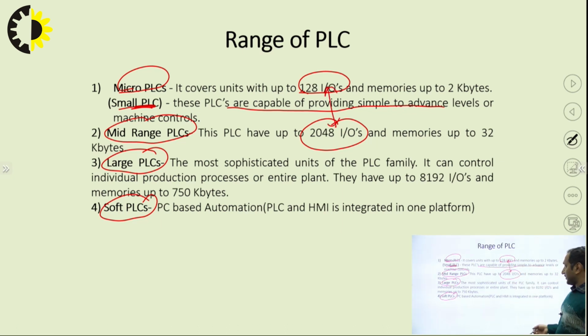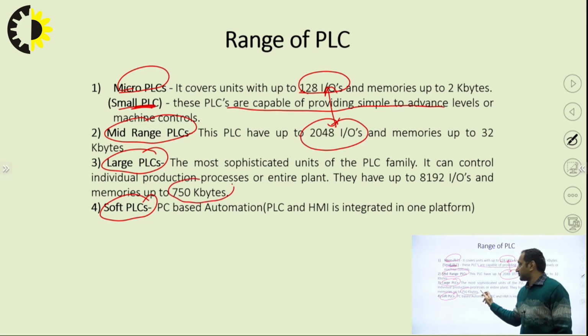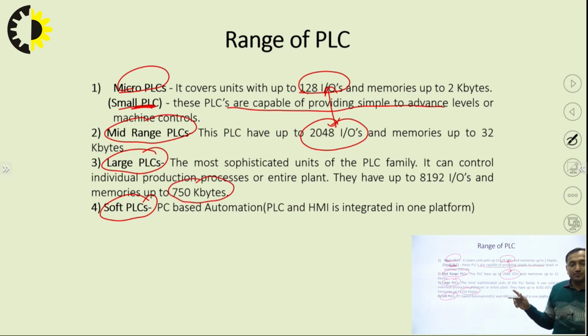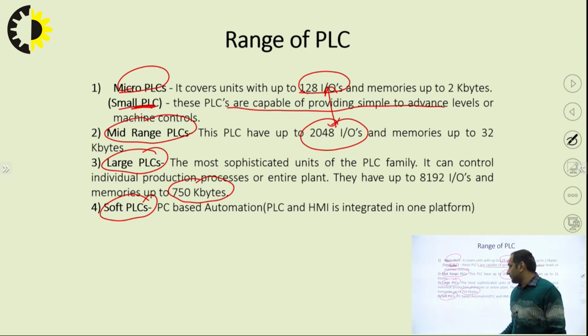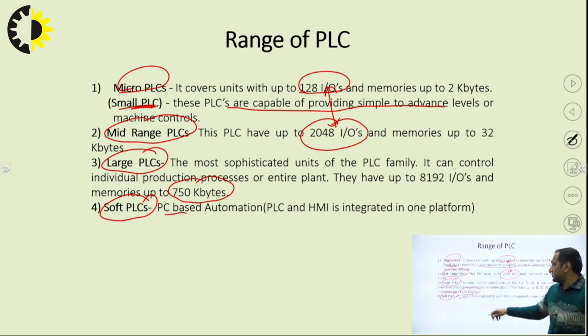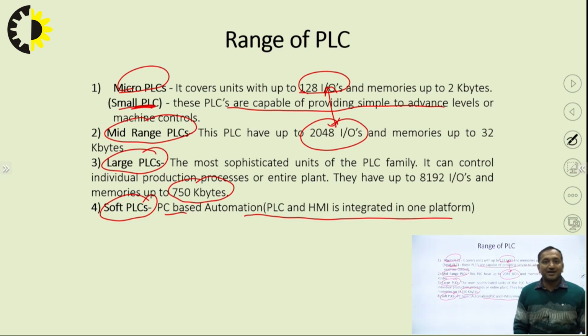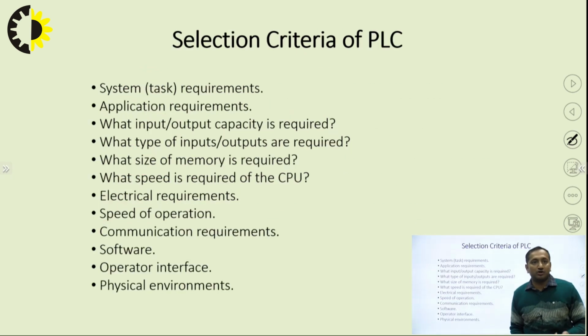Large PLCs are very large, and their memory is also increased up to 750 kilobytes. So memory is the space where the programs which you are feeding, the instructions which you are setting for what the PLC will do, are stored. And soft PLCs are PC based automation, where PLC and HMI are integrated, meaning there is a screen and there is integration in the same place. So these are the ranges of PLCs based on memory and input output devices.